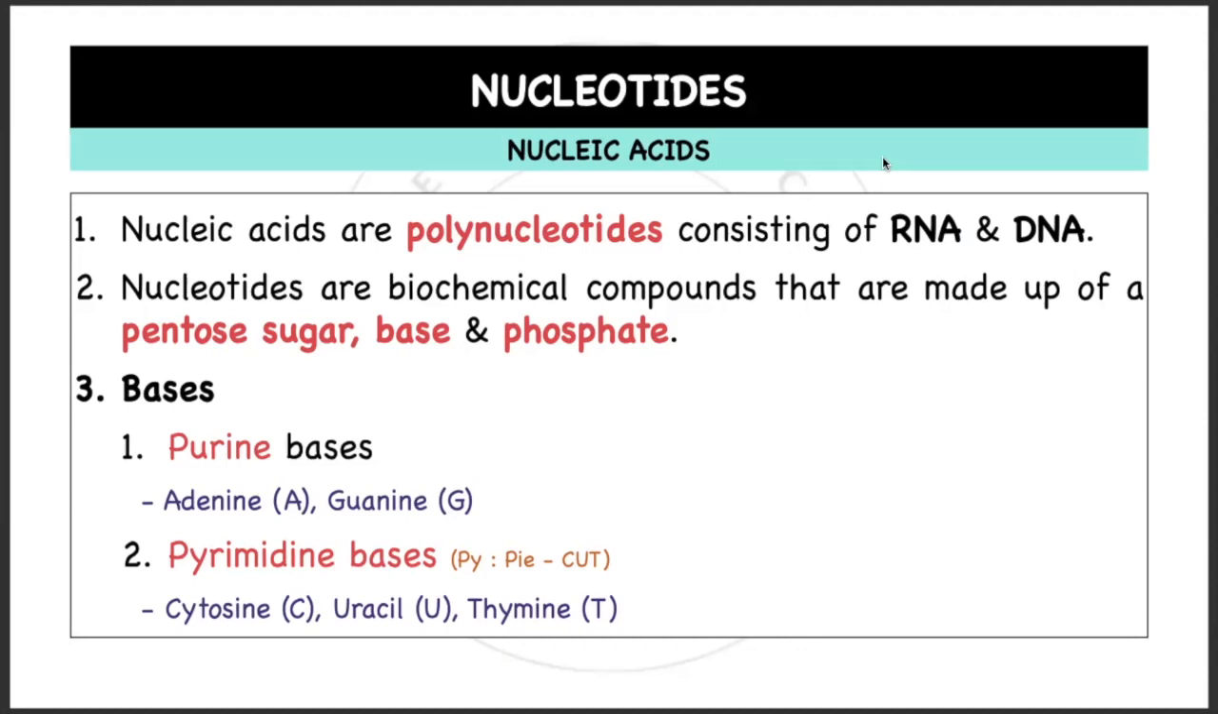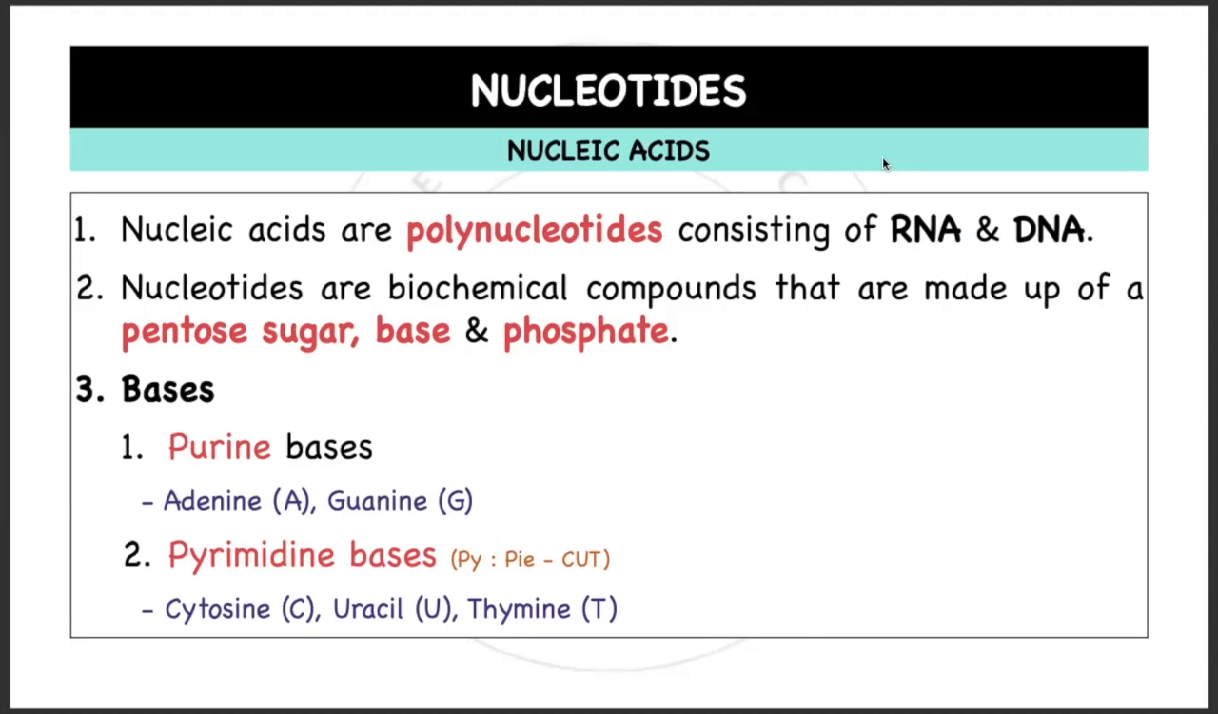So let's break it down. First, we go into bases. Bases, you have two types, purine bases and pyrimidine bases. In purine bases, you have adenine and guanine. In pyrimidine bases, you have cytosine, uracil, and thymine.